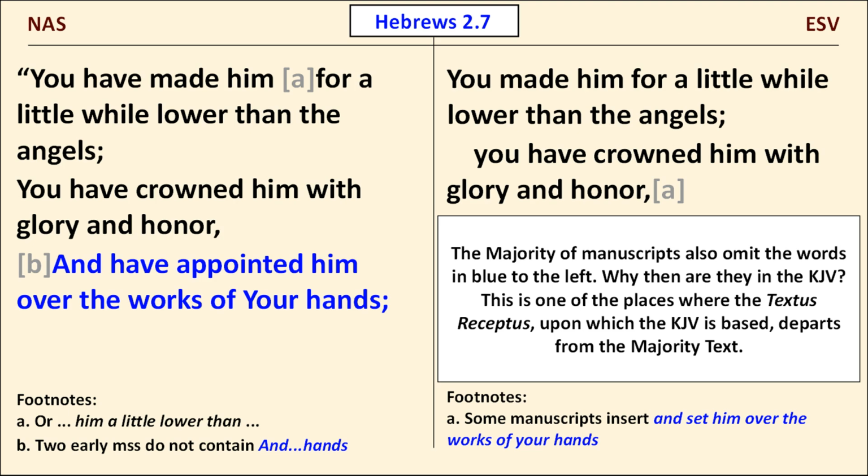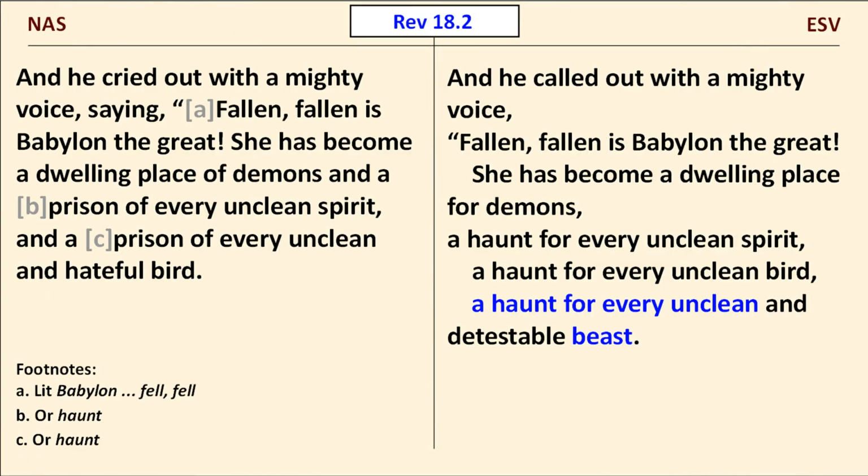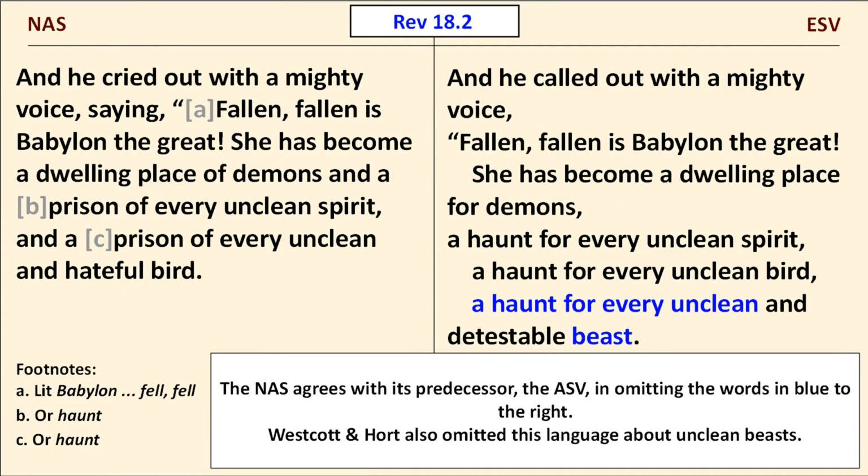The KJV is based on the so-called Textus Receptus, and this is one of the places where the Textus Receptus disagrees with the text providentially preserved in the Eastern Roman Empire. In this fourth example, the ESV mentions unclean and detestable beasts, where the NAS only speaks about unclean and hateful birds. In neglecting the beasts, the NAS agrees with the ASV and translates the text in Westcott and Hort's Greek New Testament, as it did in our first and third examples.